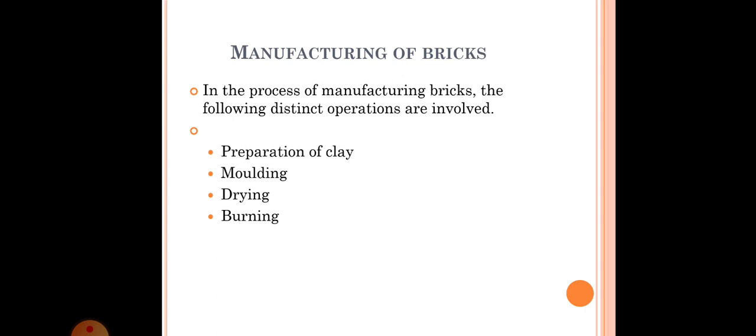In the case of machine molding, machines are used for molding the brick, so that a large quantity of bricks can be manufactured in this way. Now coming to the next process, the drying process. Drying means after the bricks are molded and set in the mold, the bricks have to be taken out and dried in the sun. Before the burning operation, the drying has to be done.